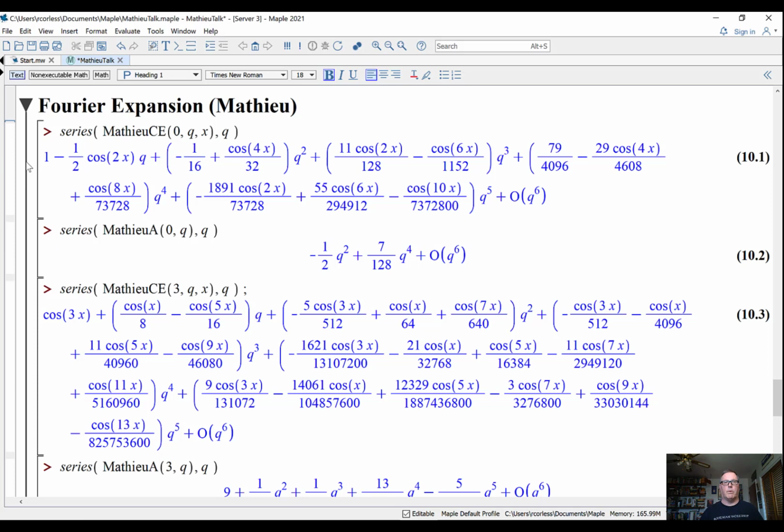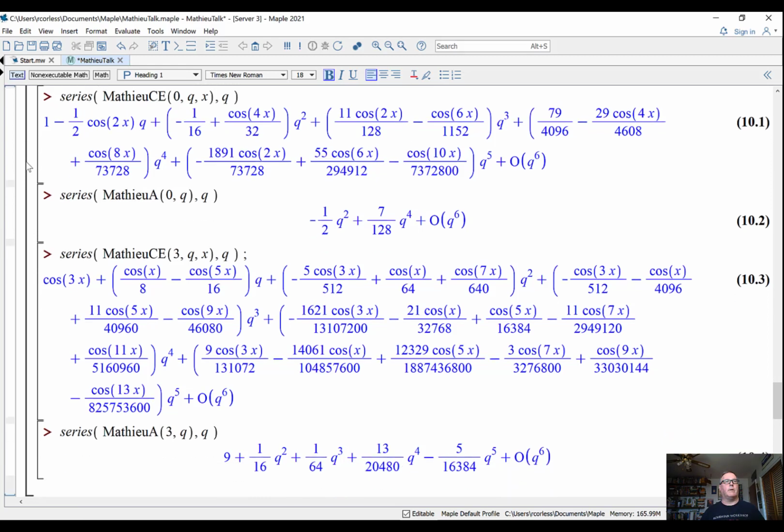You can compute to whatever order you like. So in comparison, the CE function that's like cosine 3x, you say Mathieu CE 3qx, and you take the series with respect to q, and you get a cosine 3x plus an order q term plus an order q squared, etc. And the third eigenvalue, the frequency of cos 3x is, of course, 3 squared is 9, so we have the series of the eigenvalue associated with this one is 9 plus 1/16 q squared, etc.